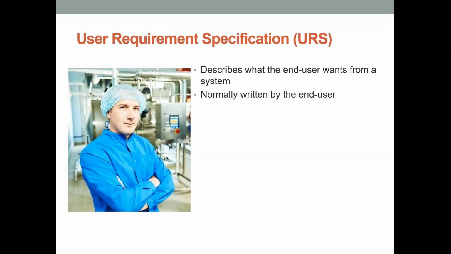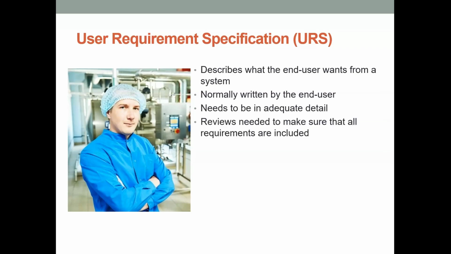So the user requirement specification, the URS, describes what the end user wants from the system. It's normally written by the end user. It needs to have a lot of detail in it, as you can imagine. It needs to be very specific. The reviews need to make sure that all the requirements are included. If you leave something out at this critical juncture, you might get a piece of equipment that doesn't do what it needs to be able to do.